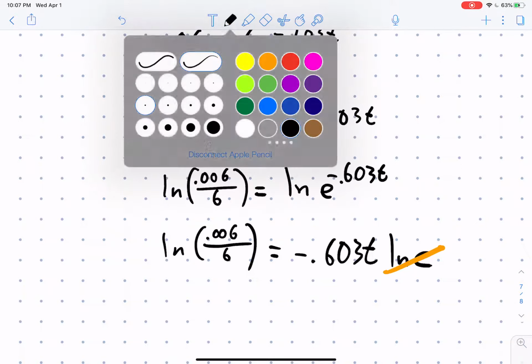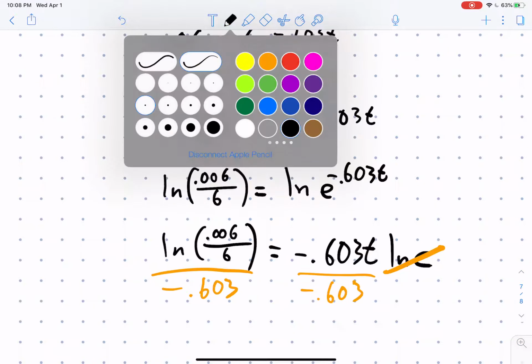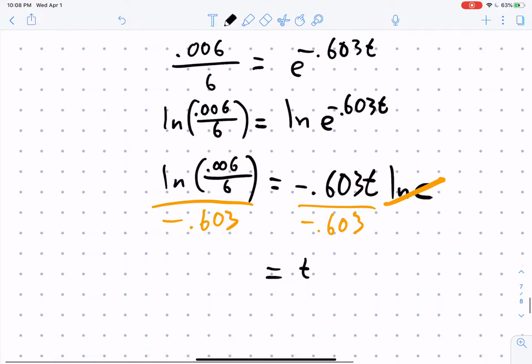And that leaves us just with negative 0.603 t is equal to, and then this natural log on the other side. And so to get t by itself, I'm going to divide both sides by that negative 0.603. On the right-hand side, the numbers on the top and bottom cancel, leaves us with just the t. And on the left-hand side, well, we have this expression. It's the natural log of 0.006 over 6, and then over negative 0.603.